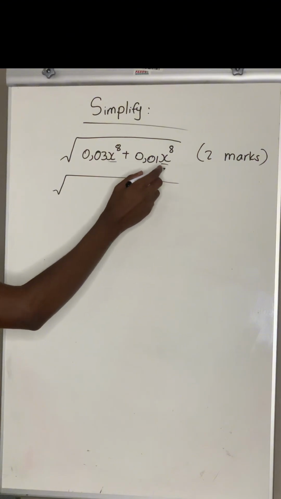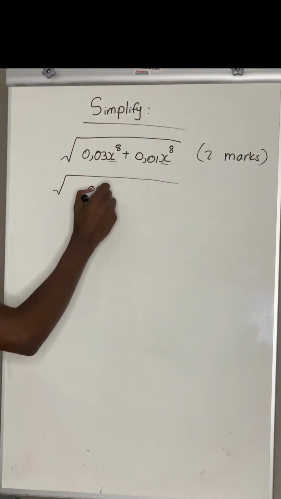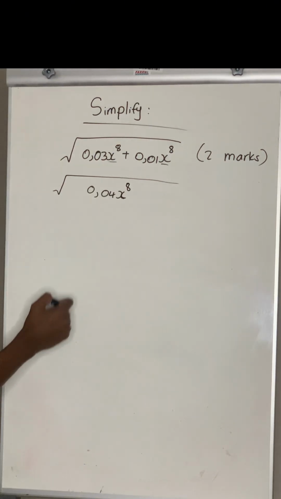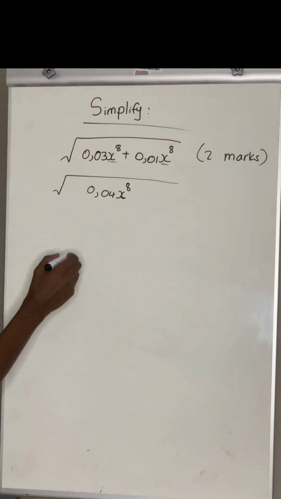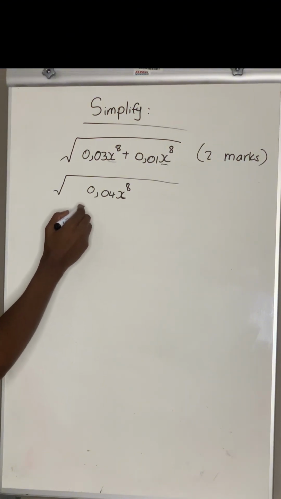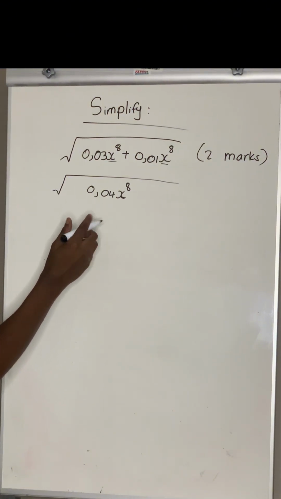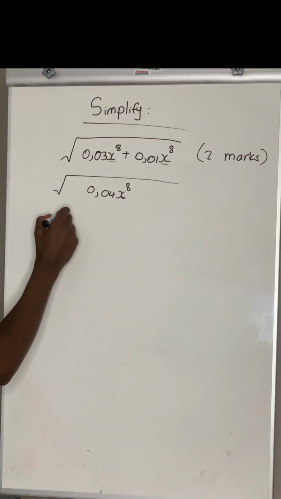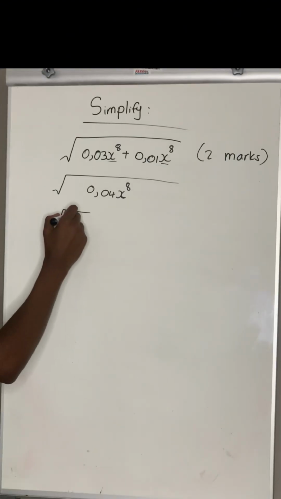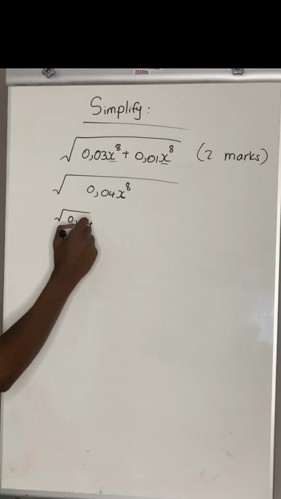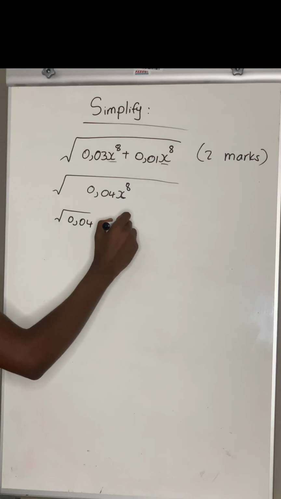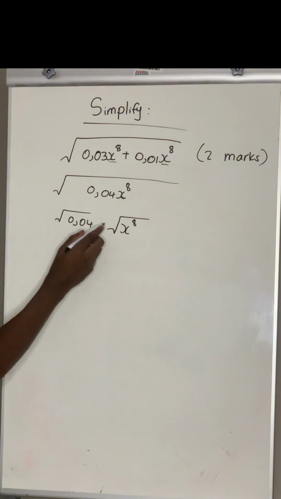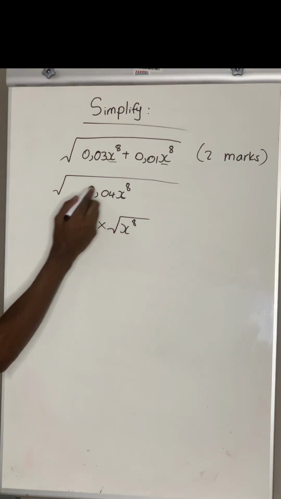0.03 plus 0.01, you're supposed to get 0,04 x exponent 8. And then from there you're going to use the rule that we were using in the previous example, but it's going to be slightly different. So it's the square root of 0.04 x exponent 8. You're going to say the square root of 0,04 on your calculator, and then the square root of x exponent 8.